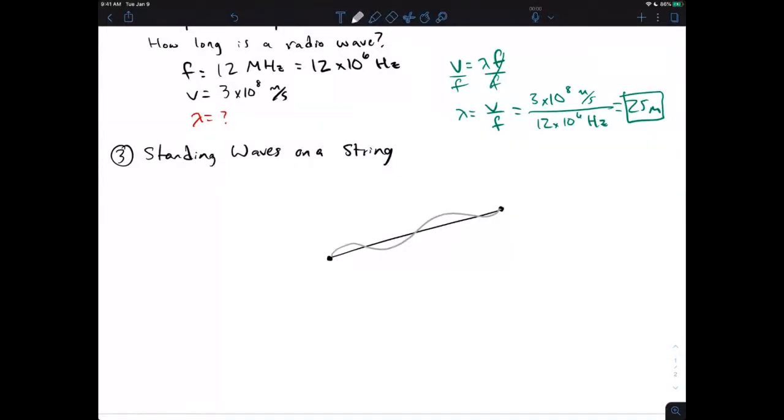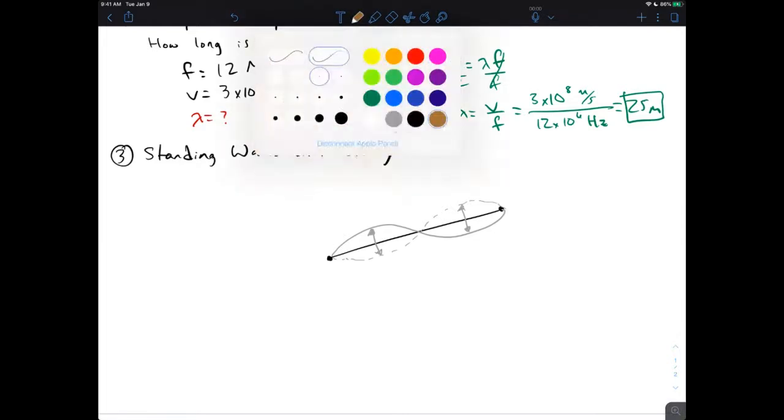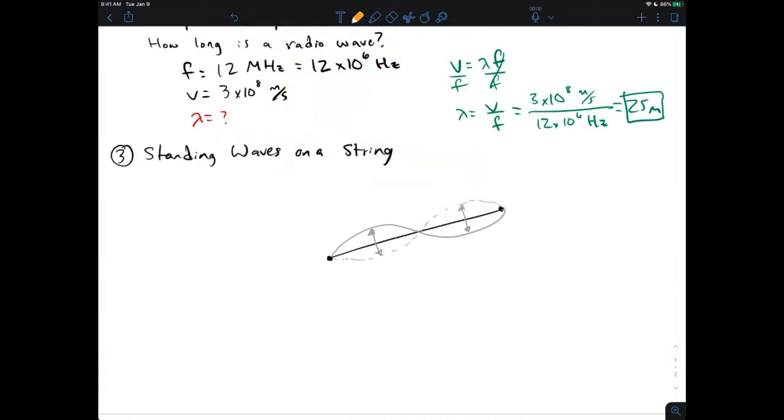I'm just going to put one wave on it to make it easier. You can have it with two waves, but I'm going to make it one wave to make this super easy. And when this happens, this wave will oscillate up and down on both sides. So when you look at a string that's vibrating like this, you probably see something like this. Up and down, up and down.